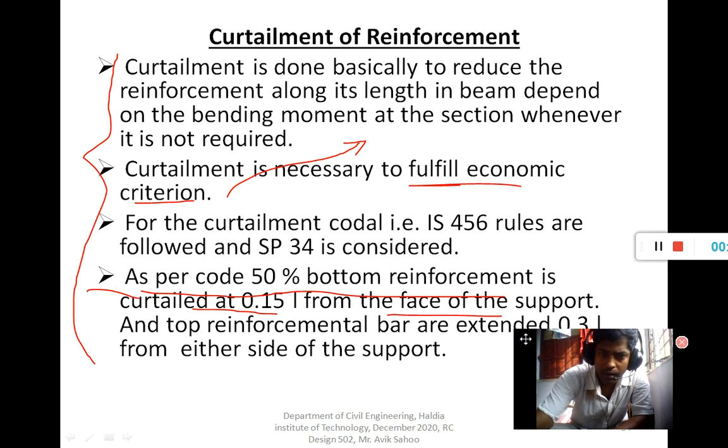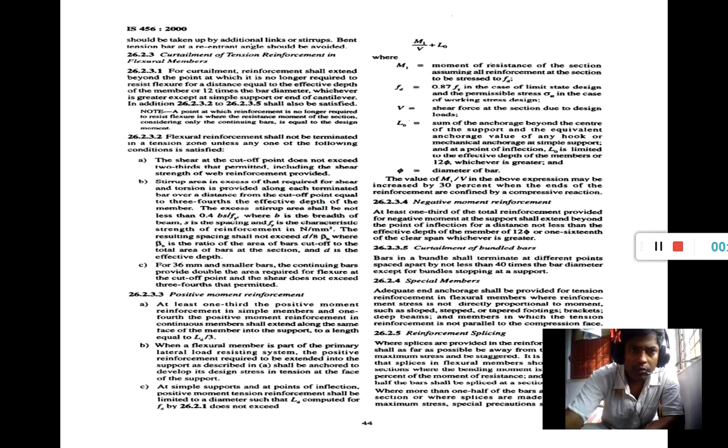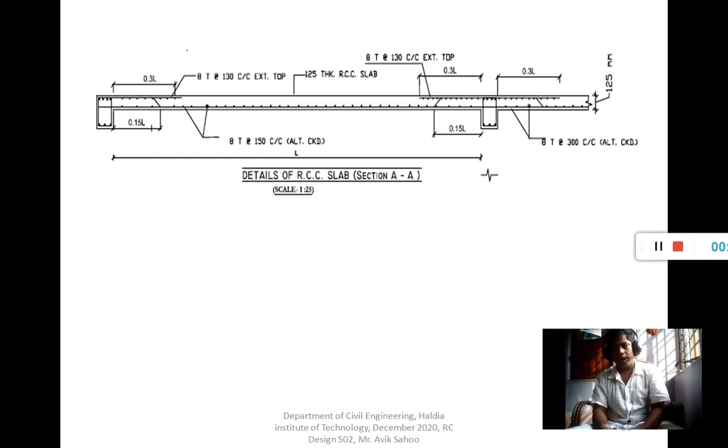At top, reinforcement bars are extended 0.3 L from either side of the support. Okay, so from the side of the support again the bar is curtailed. So the codal provisions are given here, so you just read it. This is a view I have drawn. So from AutoCAD this figure is taken.